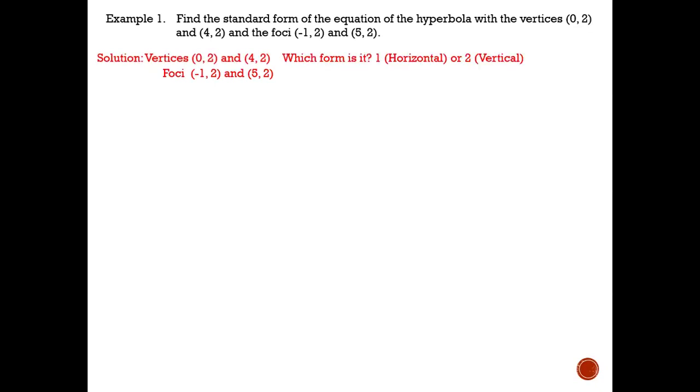It says find the standard form of the equation of the hyperbola with the vertices (0, 2) and (4, 2), foci (-1, 2) and (5, 2). Okay, pull out the information. The vertices, foci, is this version 1 or 2?